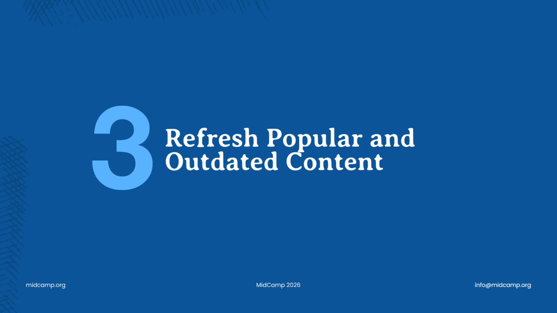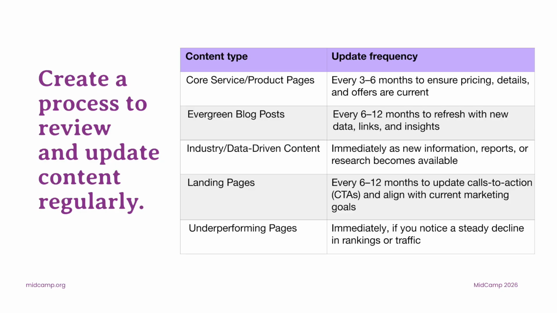So it's wrong content, but it's on our site. So we need to cull that content and update it. We need to make it very accurate and make sure that if someone found it, it would indeed be true about your organization. So for content type, your core services and product pages, we recommend updating those, checking those out every 3 to 6 months.